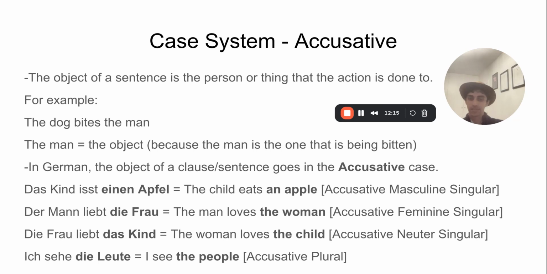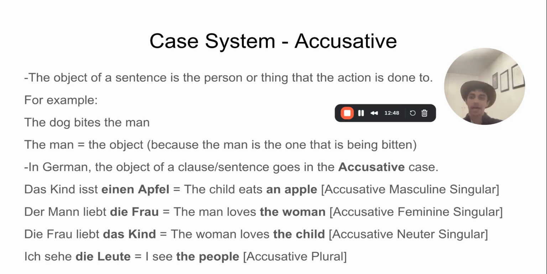And in that sentence in German, the man would, of course, therefore have to go in the accusative case. It would be den Mann, accusative singular, rather than der Mann, which shows quite clearly the role of the man in that sentence. So that's how the case system illustrates the relationship of certain words compared to other words in the sentence, or what their role is in a sentence. So in German, the object of a clause or sentence always goes in the accusative case, as in these examples.